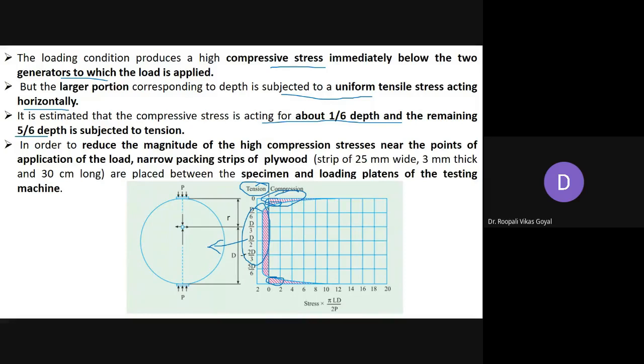Now we want to find out the tensile strength, so we want the compression to be as low as possible. In order to reduce the magnitude of high compression stresses near the point, at the top and bottom, we have to reduce the compression. So for that, near the point of application of load, we can use narrow packing of a strip of plywood. Where the load is applied, we will place a plywood sheet at the top and bottom.